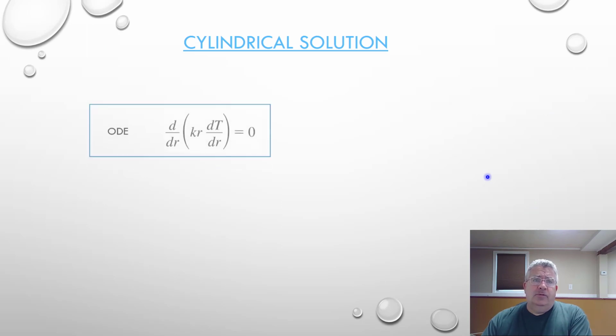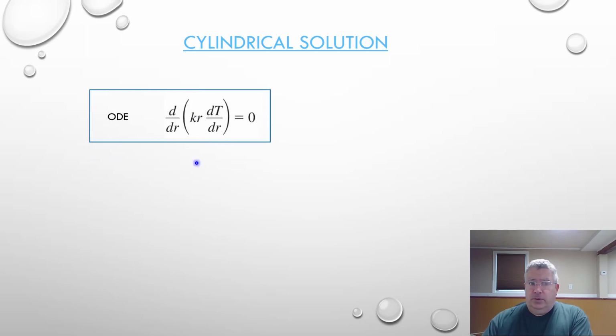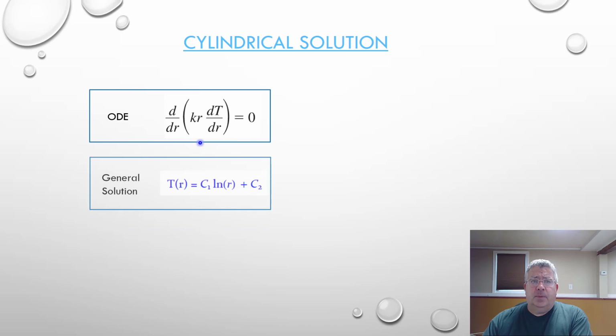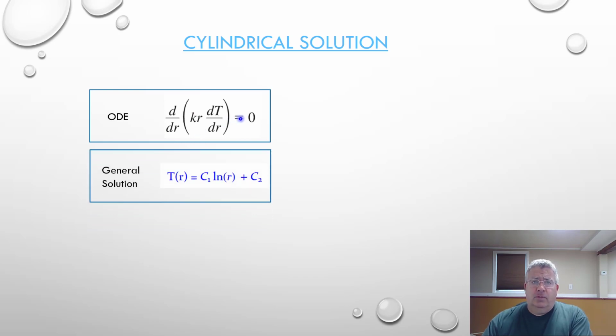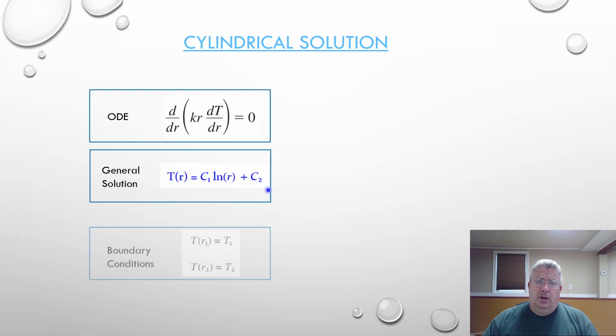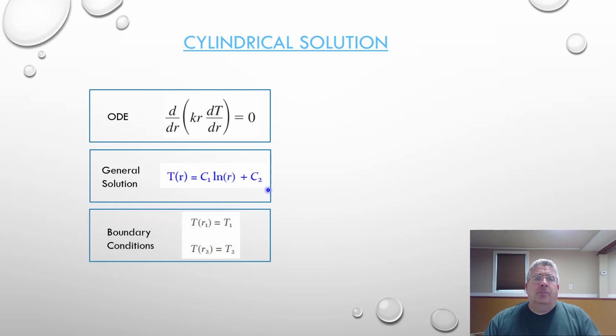So the cylindrical solution starts again with this second order ODE, and if we go ahead and separate our variables and integrate twice, we're going to end up, as we did when we looked at the specific solution for the Cartesian case, with two unknown constants which we can satisfy, or make a particular solution, by imposing some boundary conditions.